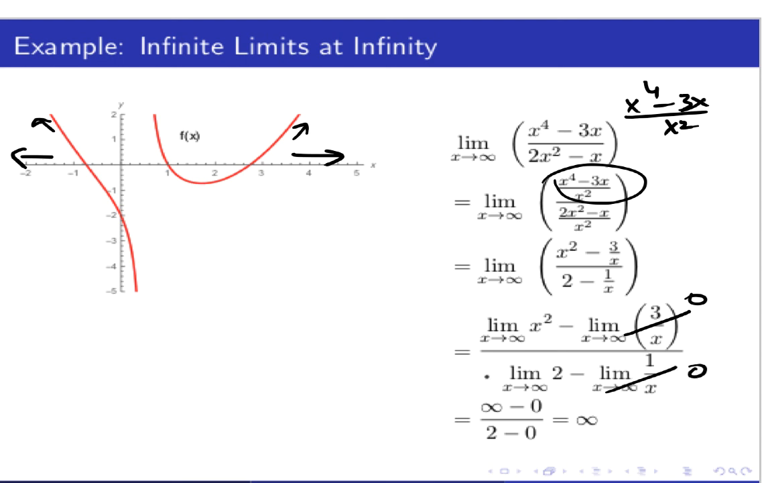Now, the limit of 2 as x approaches infinity is 2. But the limit of x squared as x approaches infinity is infinity. So this is infinity over 2, which is infinity. So that means this is an infinite limit at infinity. And we can see it from the graph too.